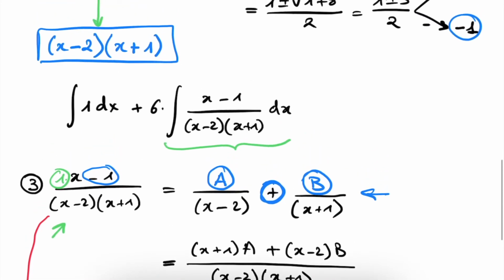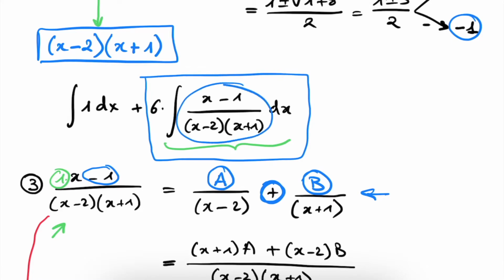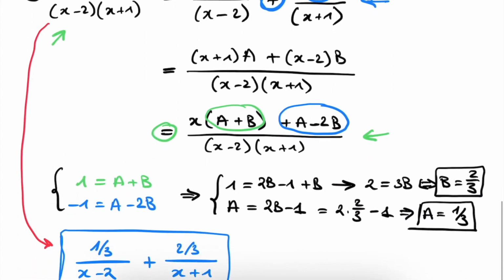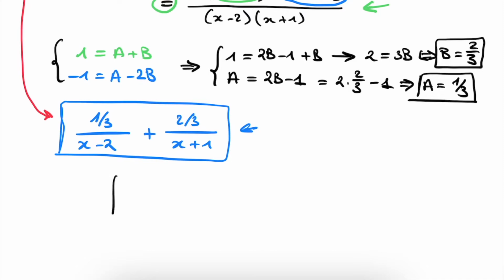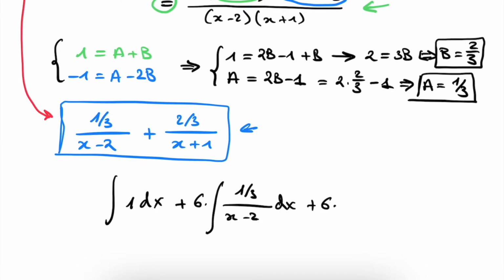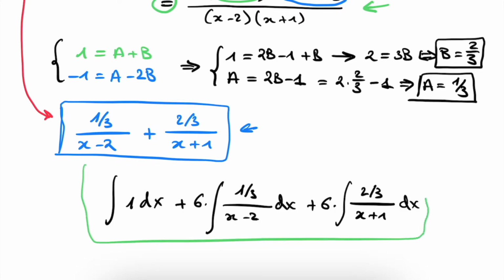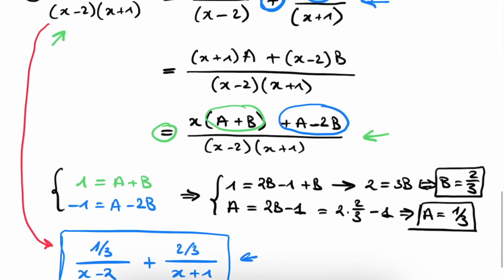Let's go back to the integral that we had to solve. We have this integral, and we had this fraction, which we now have rewritten as the sum of these two fractions. So we get that we have to solve the integral of 1 times dx, which we just copy, plus 6 times the integral of 1/3 divided by x minus 2 dx, plus 6 times the integral of 2/3 divided by x plus 1 dx.